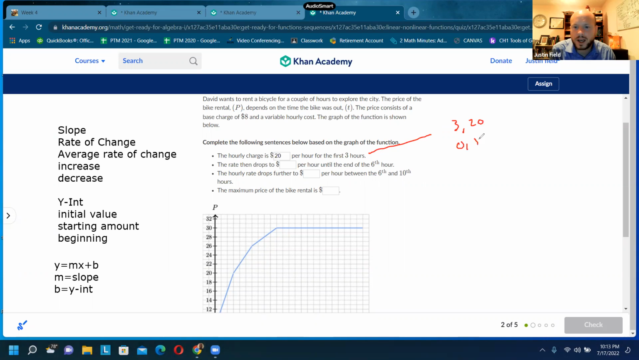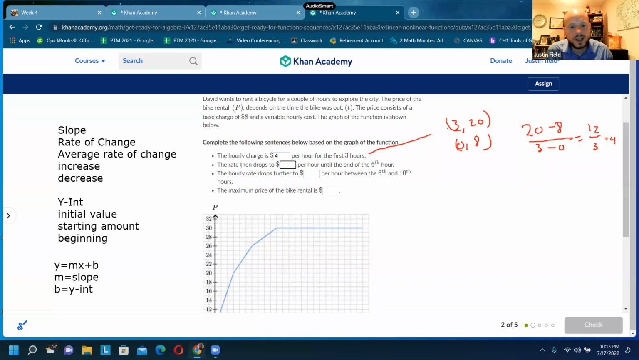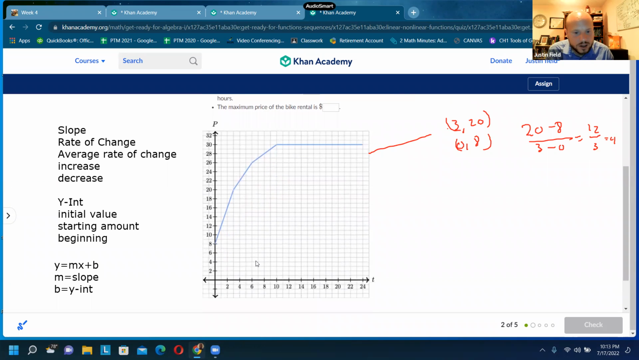So using (3, 20) and (0, 8), I'm going to subtract my y's, subtract my x's, and I get 12 over 3, which is 4. So even though it costs $20 total, the hourly charge is $4 per hour because the y-intercept is 8. The rate then drops to blank per hour until the 6th hour.